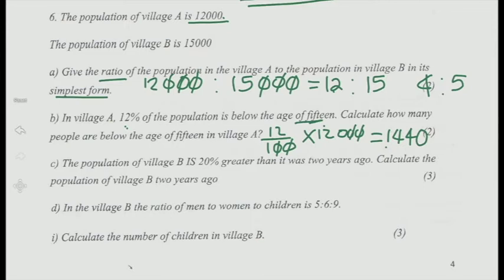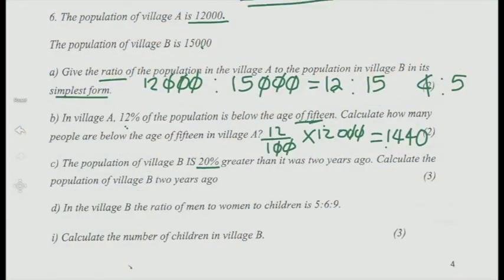C. The population of village B is 20% greater than it was 2 years ago. Calculate the population of village B 2 years ago. It's 20% greater than it was 2 years ago, meaning that the answer that we are going to get here has to be less than this 15,000.